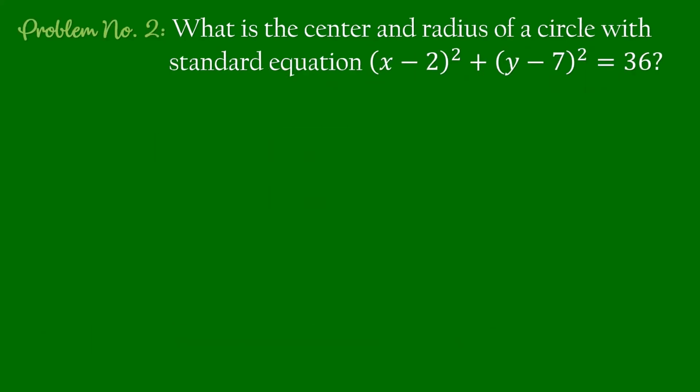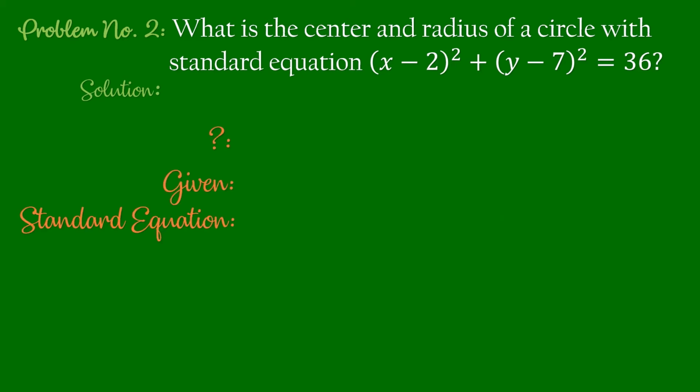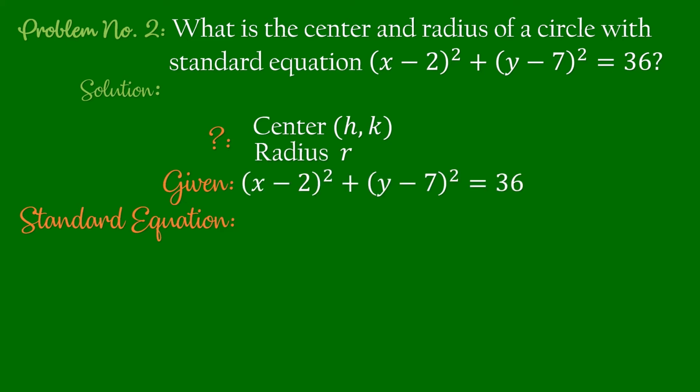Problem number 2 is, what is the center and radius of a circle with standard equation, the square of x minus 2 plus the square of y minus 7 equals 36? To solve this, it is important that we know what is being asked, what is the given, and the standard equation of circle. In the problem, we are being asked to determine the center as well as the radius given the standard equation, the square of x minus 2 plus the square of y minus 7 equals 36. And the standard equation of circle is in the form, the square of x minus h plus the square of y minus k equals r squared.